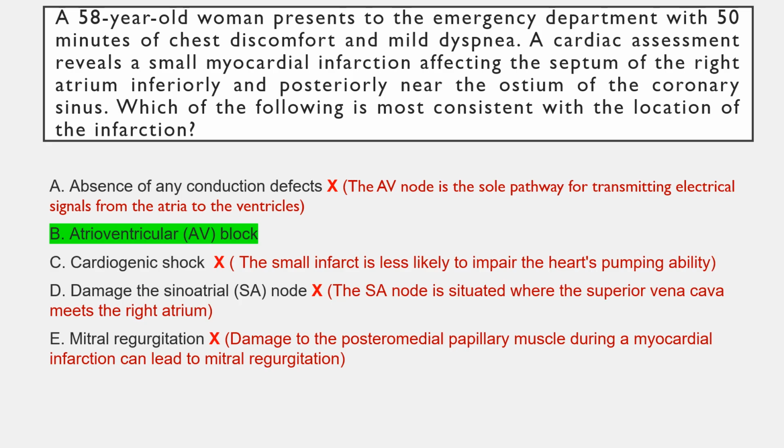And option E is incorrect because mitral regurgitation typically results from damage to the posteromedial papillary muscle, not the septum of the right atrium. If the papillary muscle were damaged during a myocardial infarction, it could affect the mitral valve and cause regurgitation. However, this is not relevant in this case because the infarction is localized in a different area.